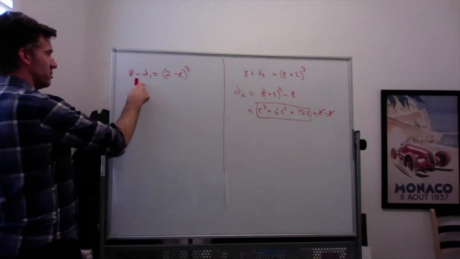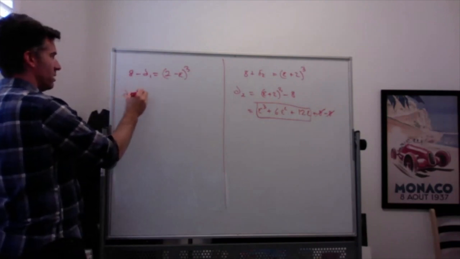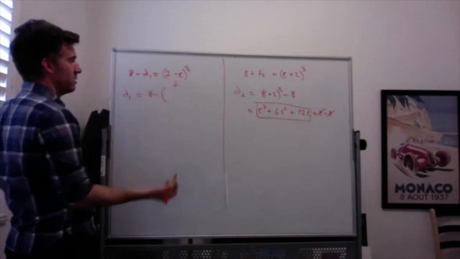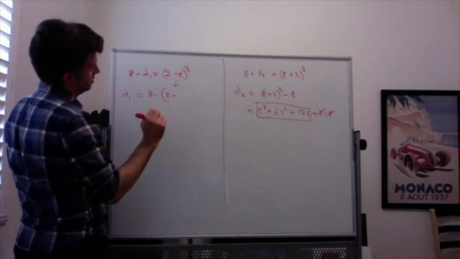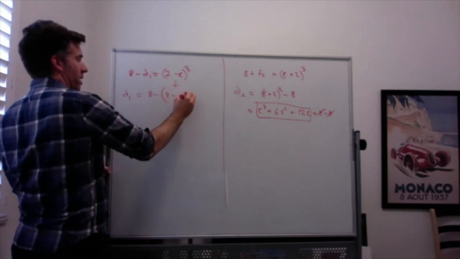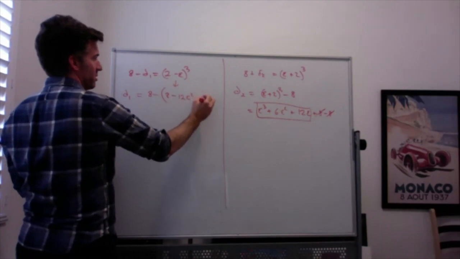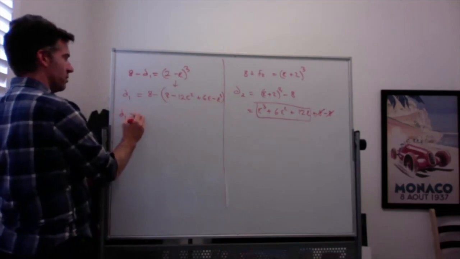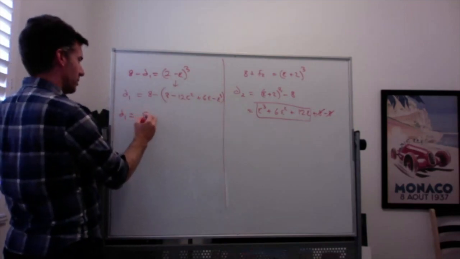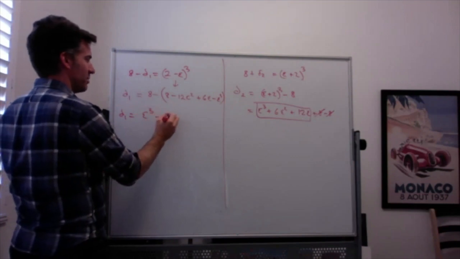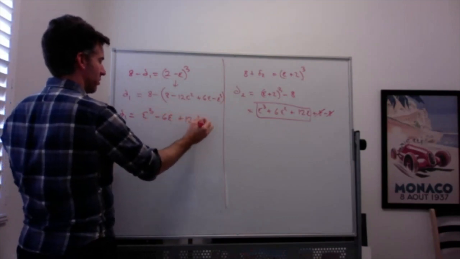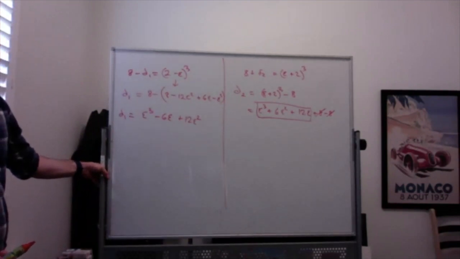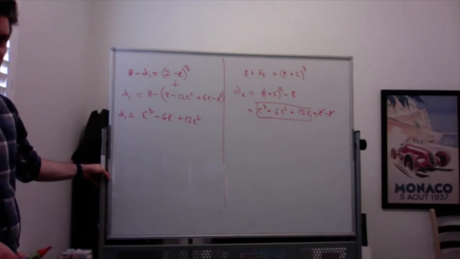And your delta 1, so solving for delta 1, I'm going to have delta 1 equals 8 minus this. And 2 minus epsilon cubed is 8 minus 12 epsilon squared plus 6 epsilon minus epsilon cubed. So delta 1 ends up being epsilon cubed minus 6 epsilon plus 12 epsilon squared. All right. So now the question, which of these is smaller?